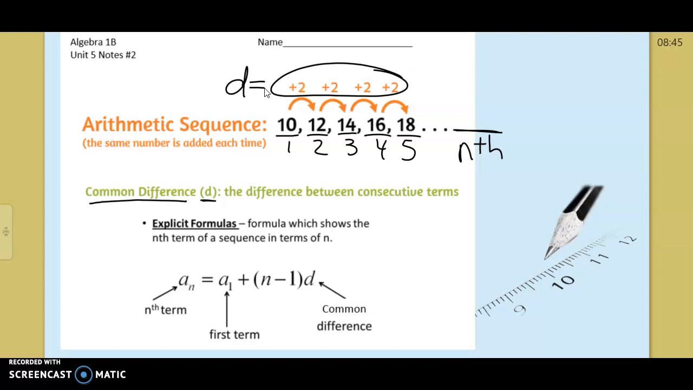We have an explicit formula, which we'll talk about first, and I'll show you another one at the end. But the explicit formula shows the nth term, so the number that's way down the line of a sequence, in terms of that particular place. So we would say that AN, now this letter A can change. Don't be confused by that. It could be B, C, D, whatever it wants to be. But it also uses the first term in the sequence. That's why they're numbered 1, 2, 3, 4. So we use this first one.